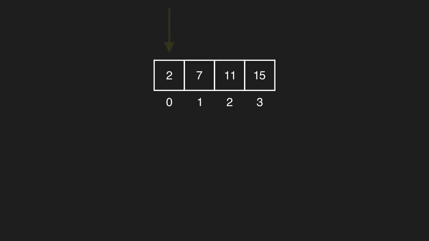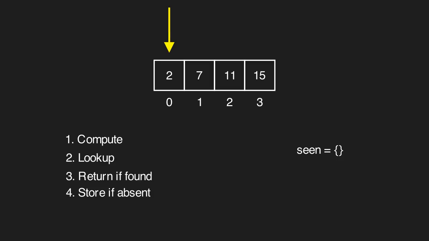Now we dry run the optimal algorithm on nums equal to 2, 7, 11, 15, with target 9. Before visiting any element, the seen table is empty because no value lies to the left of index 0. The current pointer i starts at 0, but we have not inserted nums at 0 yet. That timing matters. Each iteration follows a strict order: compute the complement, search the existing table, return on a hit, and only after a miss store the current value and index.